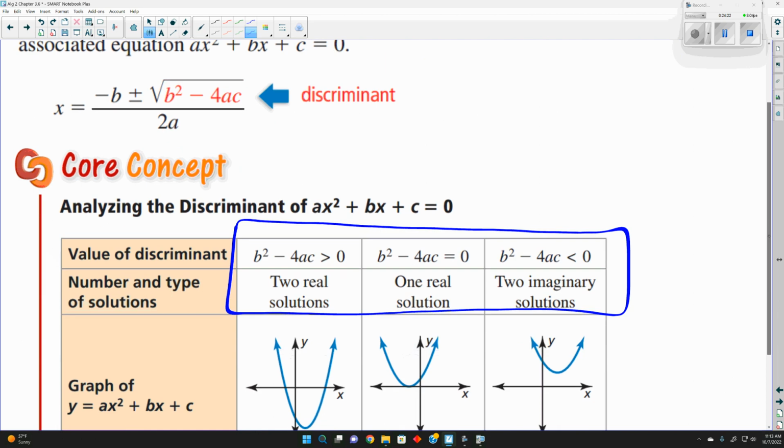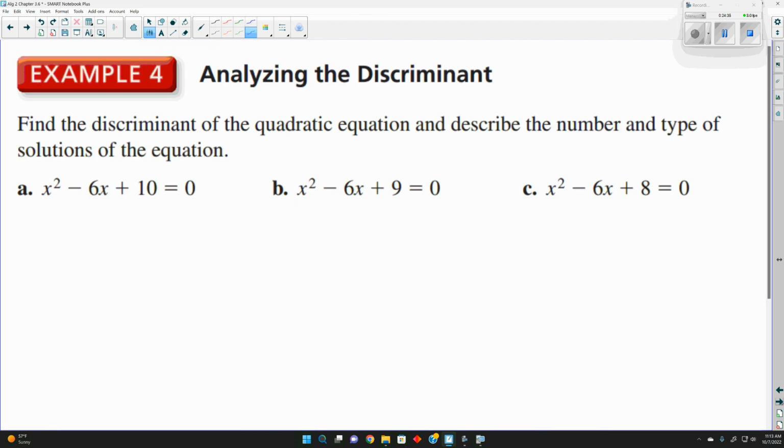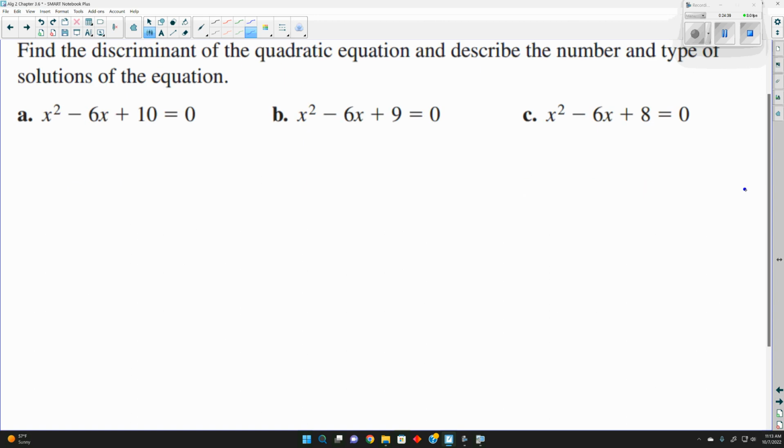And the same plus or minus is true with the imaginary. But when it's 0, adding or subtracting 0 doesn't change the number. We still get the same number. And that's kind of helpful because if we look at these 3 here, it gives us an idea of what the solution should be.